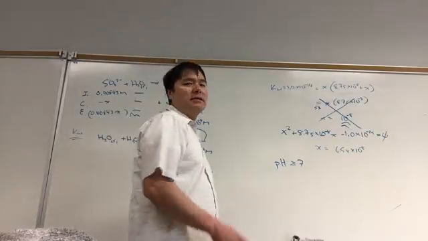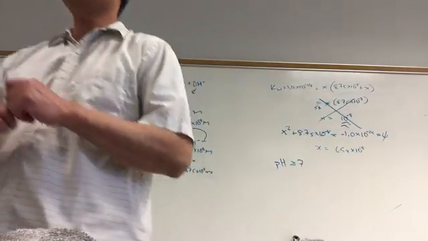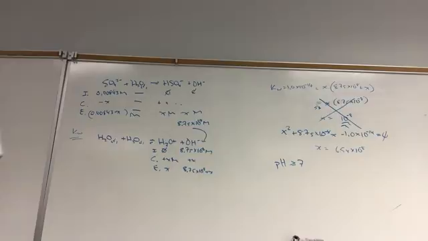All right, so that means all that work was to say we're past the second equivalence point here, right? The pH at the second equivalence point in this titration is going to be a pH of 7.